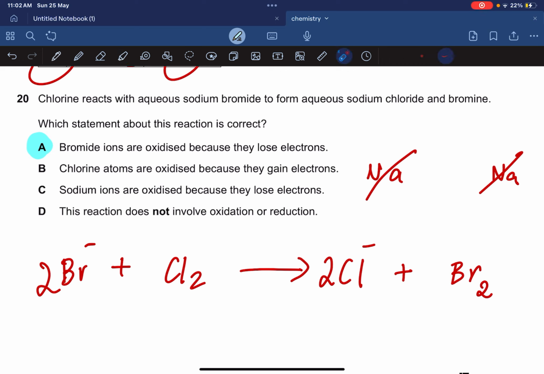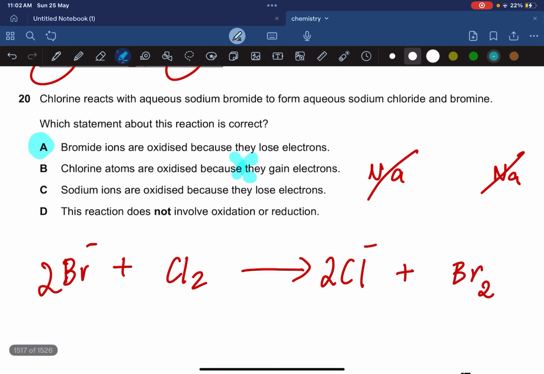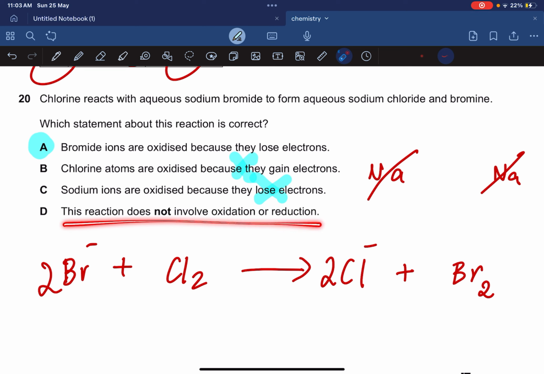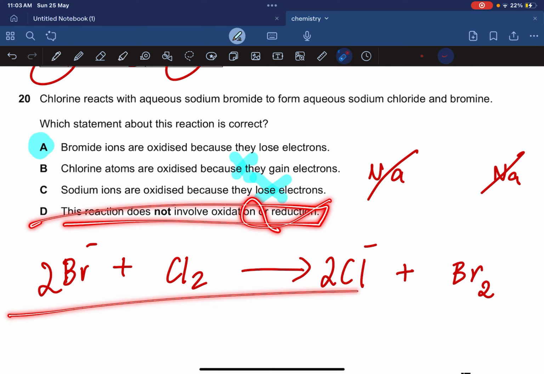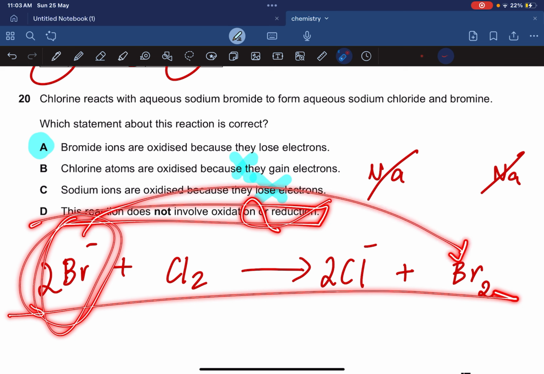Let's read the other options as well. Chlorine atoms are oxidized because they gain electrons. Oxidation is not gain, oxidation is loss of electrons, making it incorrect. Sodium ions oxidize? Nothing happens to sodium ions, they remain the same. Their oxidation state does not change; it is +1 with bromine and +1 with chlorine. The reaction does not involve oxidation or reduction? That's completely incorrect. It's a complete redox reaction. Bromide ions are getting oxidized because they're losing electrons, and chlorine gas is getting reduced to form chloride ions because it's gaining electrons.